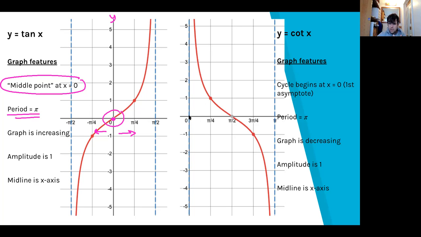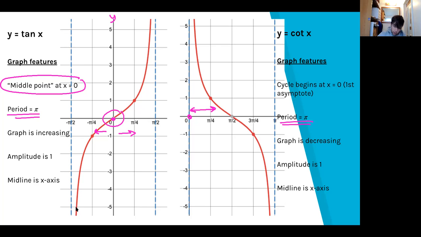Whereas on cotangent, the cycle starts at 0, that leftmost asymptote. And it's only going to stretch or shrink away from that. So if we lengthen the period, it's going to stretch farther out to the right only. Or if we shrink that period, it's only going to shrink in towards that y-axis. It's not going to go both directions away from there. So a little bit of a different behavior as we change the period.